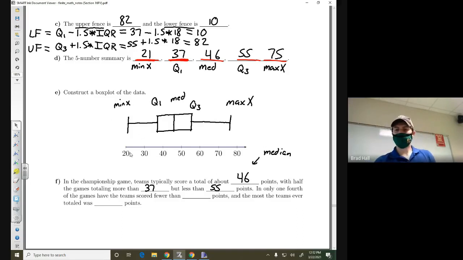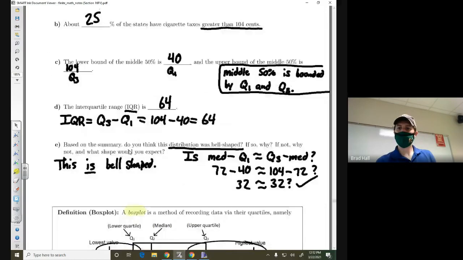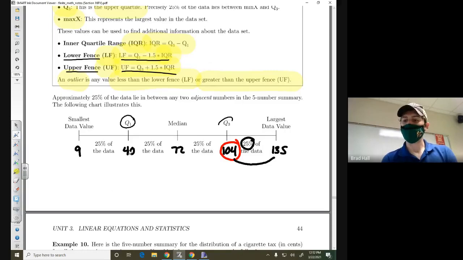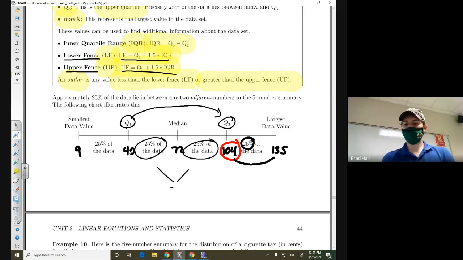I want to scroll up real fast. Here's the first quartile. Here's the third quartile. Going from one to the other covers what percentage of data values? 25%, 25%, 50%. That's the middle 50% right there. The middle 50% of the data lies within the quartiles. And that's just always true. That's just true in general.